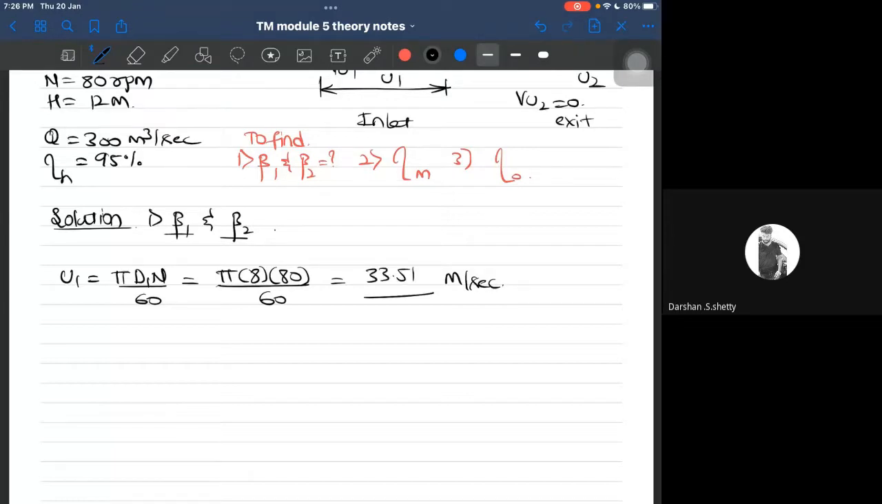So once I have got the value of U, now I can use the hydraulic efficiency formula. It is given by U1 VU1 divided by g into H. From this I can get the value of VU1. How? Substitute. 0.95 is equal to U1, 33.51, into VU1 divided by 9.81 into available head, 12 meters. So from this, what is the value of VU1?